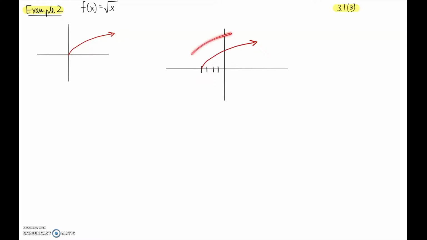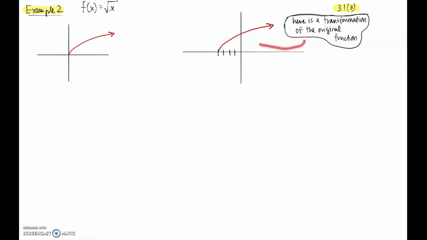So here we have another function. It looks really similar to this guy, same shape, but things got shifted somehow. So we're going to be asked to do 2 things here. So here is a transformation of the original function. The first thing we're going to be asked to do is use function notation to write this new function. Okay, what the heck does that mean? Function notation is this guy right here, and we're going to write this new function.